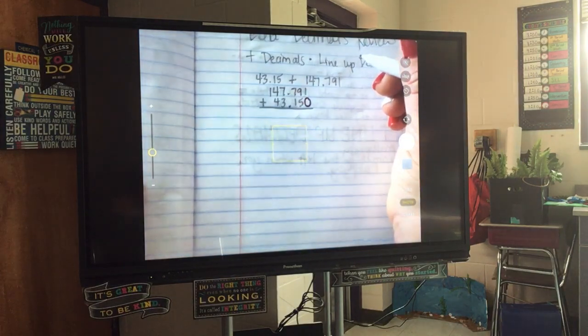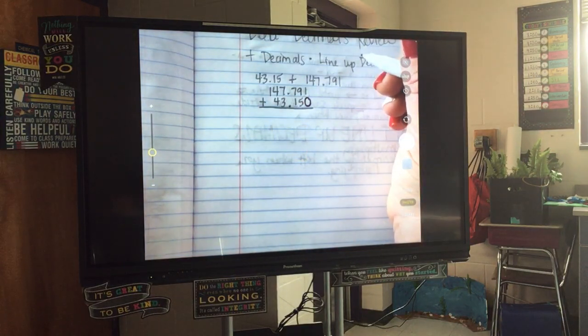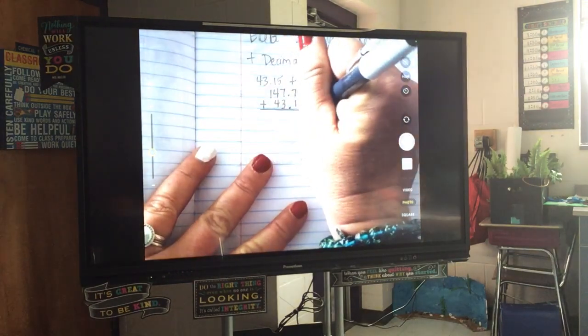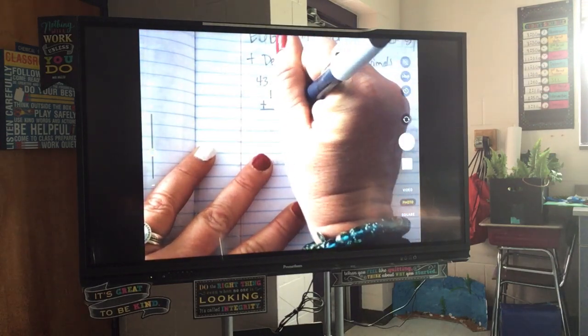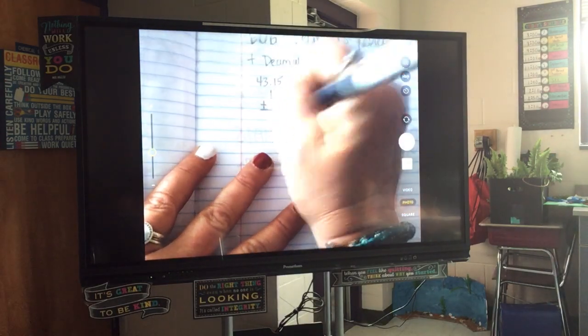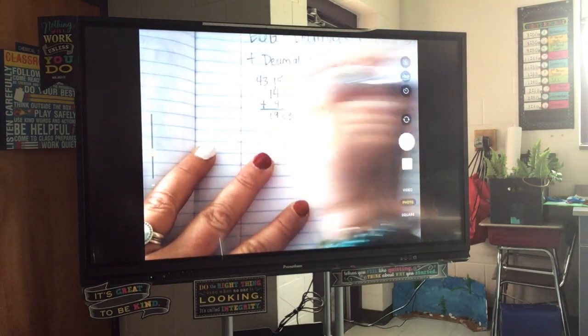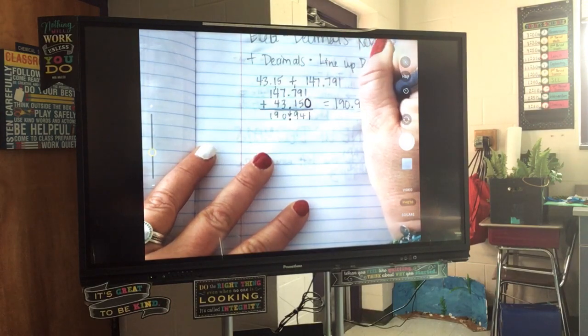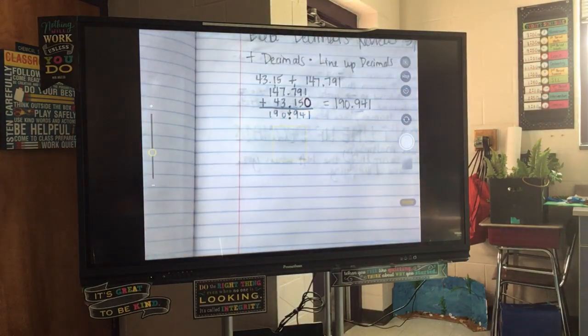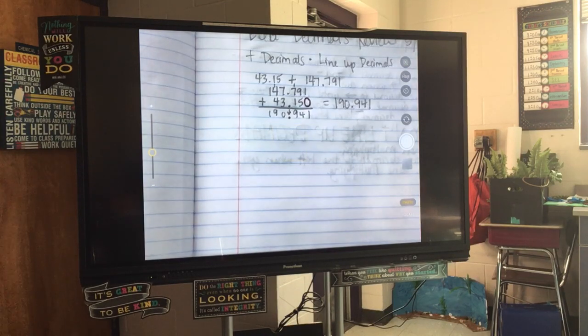What do we do from here? Carter? Yep, so we're just going to add like normal, so that's going to be 1, that's going to be 14, that's going to be 9, bring my decimal straight down, 10, 9, 1. So my answer to this one is 190 and 941 thousandths. Pretty easy.